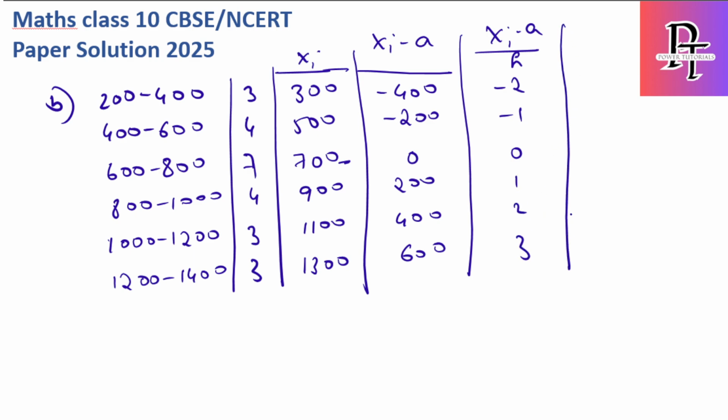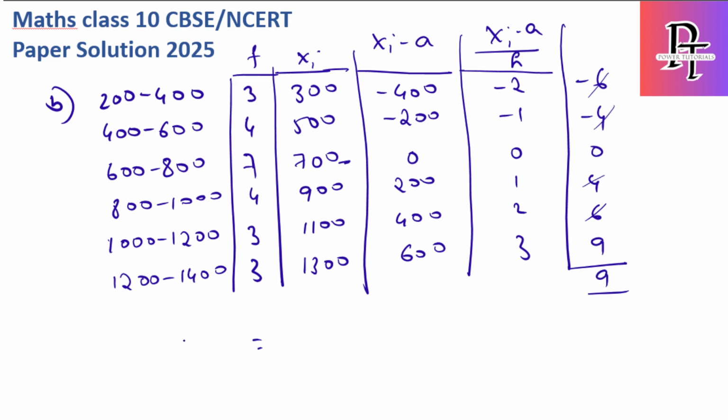Then I need to multiply into f values. Minus 2 into 3 is minus 6, 4 into minus 1 is minus 4, this is 0, 4 into 1 is 4, 3 2s are 6, 3 3s are 9. Let's add all these values. Here I can cancel this one, 4 also gets cancelled out, so simply 9 is the value.